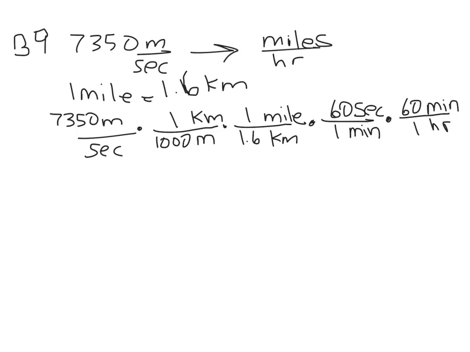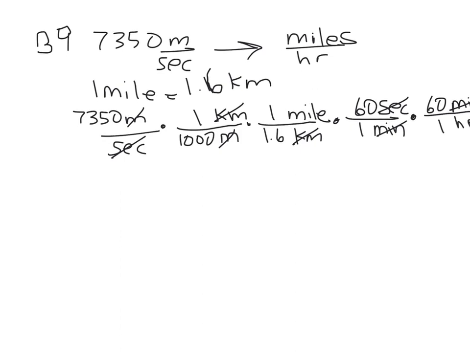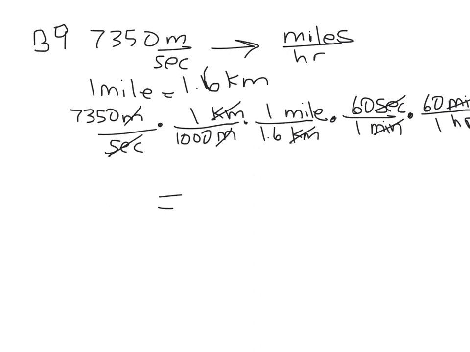Reduce your units to make sure the problem is coming out the way you want it. So meters over meters is 1, kilometers over kilometers is 1. I've got seconds and seconds. I've got minutes and minutes. And I end up with, in the numerator, miles, and in the denominator, hours.